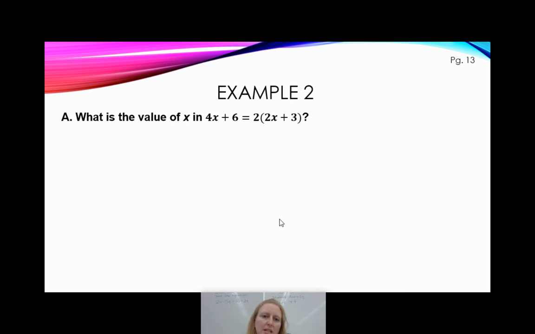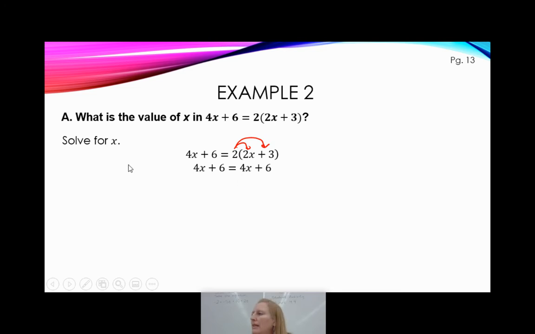So on page 13, example 2, if we're looking at part A, what is the value of x in 4x plus 6 equals 2 times 2x plus 3? I'm just going to solve for x. So we have 4x plus 6 equals, let's go ahead and distribute. Always a good plan. So that means 2 times 2x is 4x, 2 times 3 is 6.